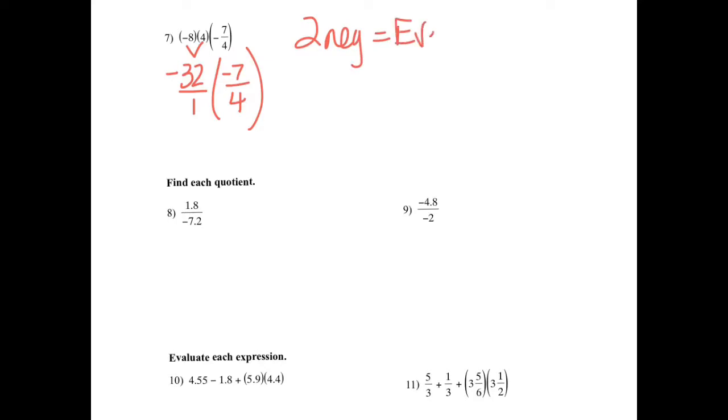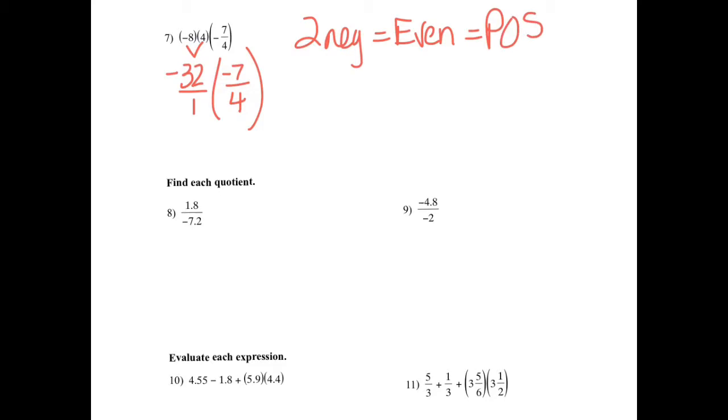Number 7 is 2 integers multiplied by a fraction. So I'm going to break this up, and I'm going to do the negative 8 times 4 first, and that is negative 32. And then I'm going to write that as negative 32 over 1 times negative 7 over 4. I have 2 negatives, which is even. And because it is even, I know that my final answer is going to be positive.